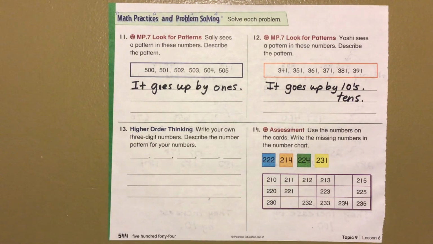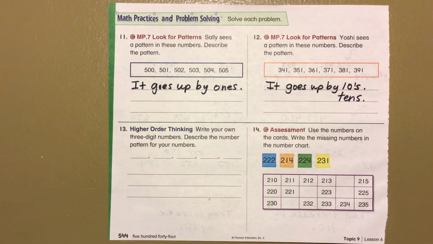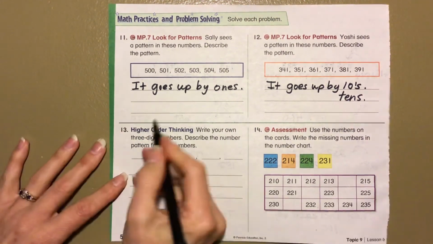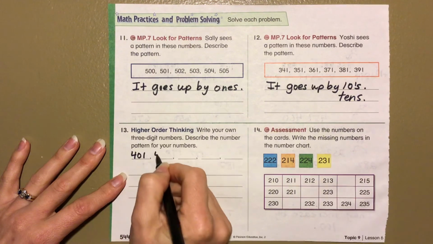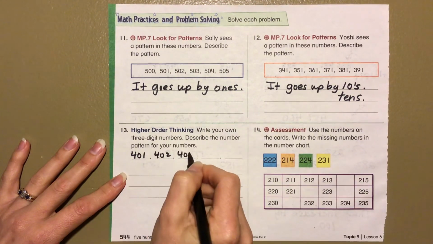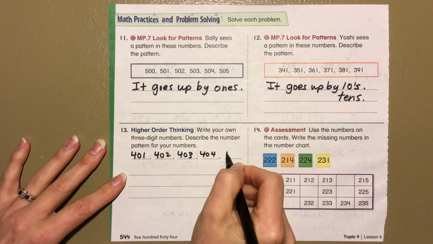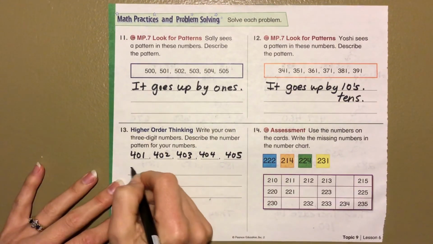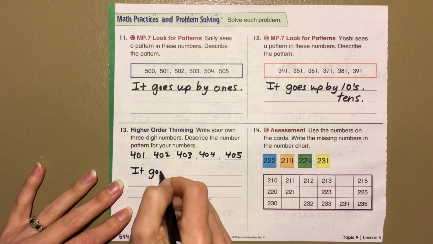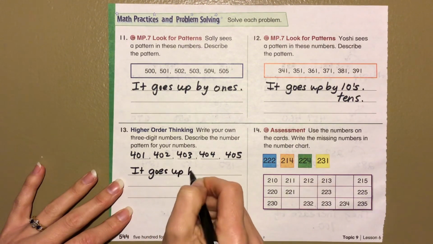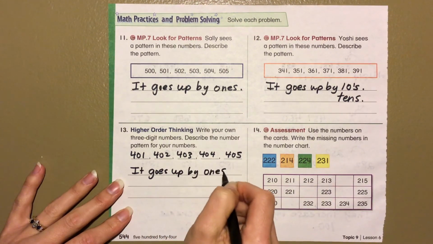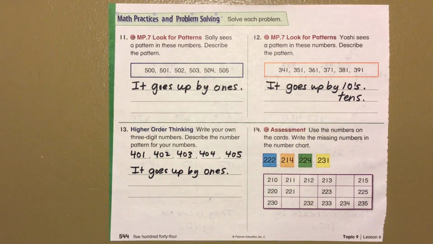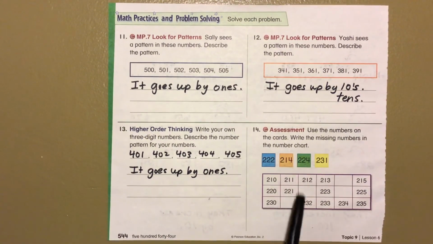All right. Higher order thinking. Write your own 3-digit numbers. Describe the number pattern for your numbers. So you can do whatever you'd like to. I'm going to do 401, 402, 403, 404, and 405. And my pattern goes up by ones. I'm going to say it goes up by ones.